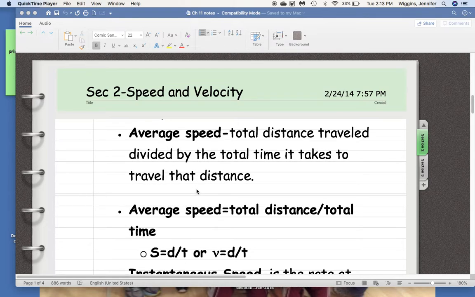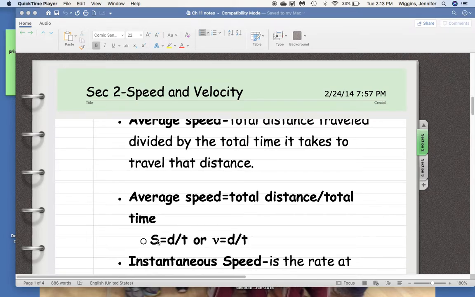Okay, so average speed is the total distance divided by the total time it takes for you to travel that distance. So the formula for that is speed equals distance divided by time. This is usually the average. Average speed and speed are the same thing, okay? You're always going to figure out average speed no matter what. So it's total distance divided by total time. S, speed, equals D, distance, divided by time.